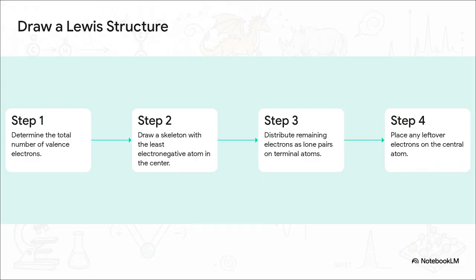Now, this isn't just random sketching. Drawing a Lewis structure is kind of like solving a puzzle with a set of rules. First, we've got to count up all the outermost electrons. Those are the ones actually doing all the work. Then we connect the atoms, kind of like a skeleton, putting the least electron-hungry one right in the middle. Finally, we just sprinkle the rest of the electrons around until every single atom is stable and happy.